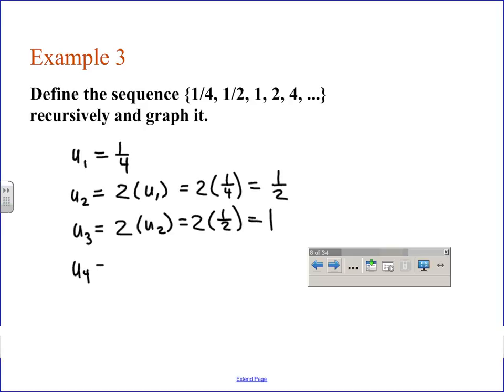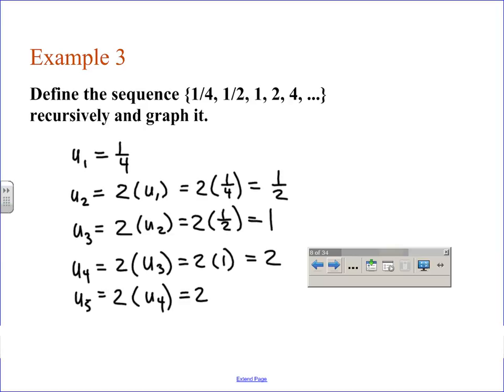And for the fourth term, I use 2 times the third term, which is 2 times 1, which is going to give me 2. And then for the last one, the fifth term, it's 2 times the fourth term, which is 2 times 2, which is equal to 4. And there we have the 5 terms in that sequence. What you notice that we use as a constant every time is this 2 here. So that means that's going to be in our recursive formula.